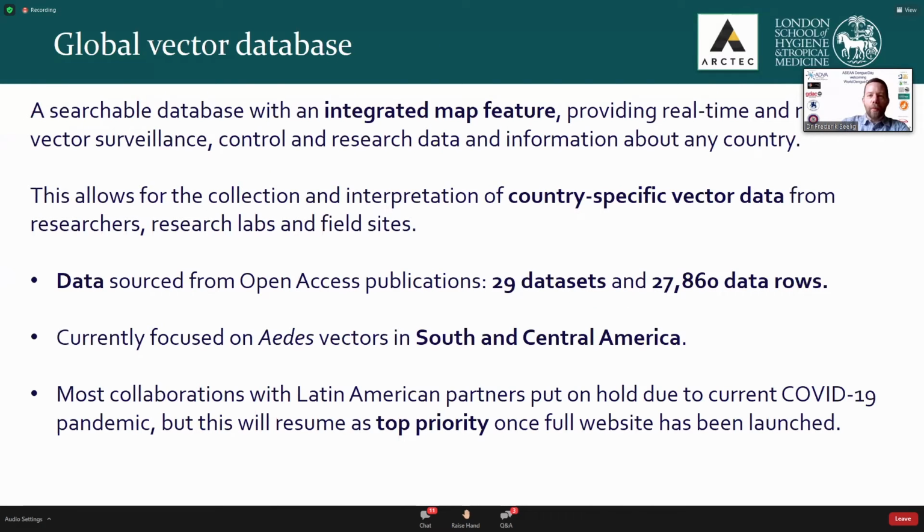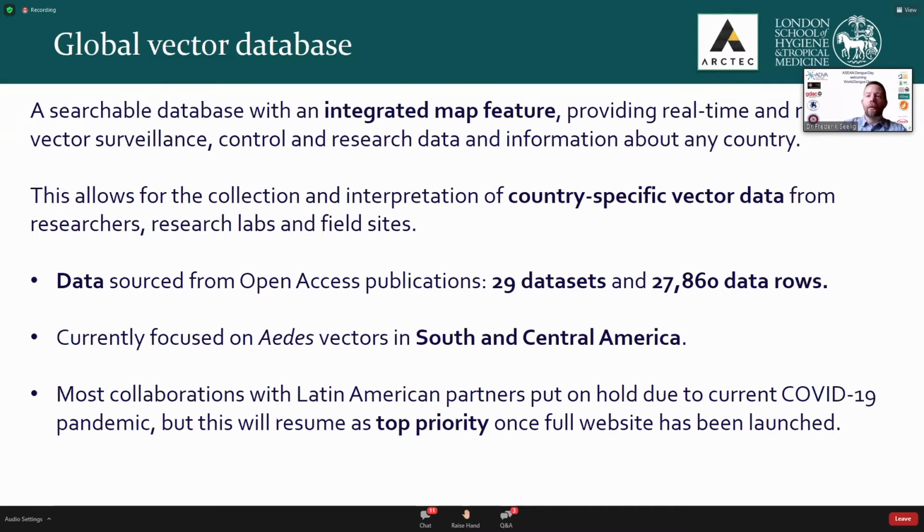And then finally, so this is perhaps the focus of my presentation now, is the Global Vector Database. So this, in the fully functional version at least, will be a searchable database with an integrated map feature, and it will provide hopefully real-time and relevant vector surveillance data, control and research data, and combine this with relevant information about any country. So these information types might, for instance, be who are the key contacts, who are the key stakeholders and organizations conducting vector-borne disease research, but also vector control in any area.